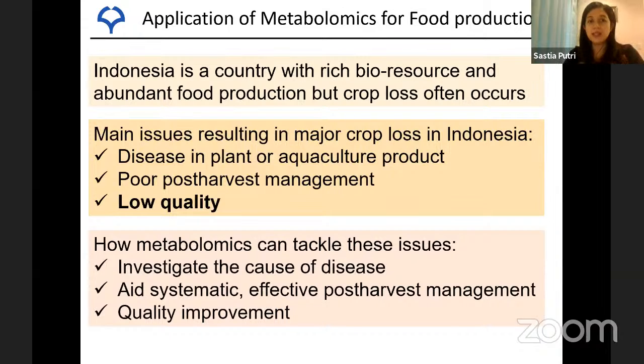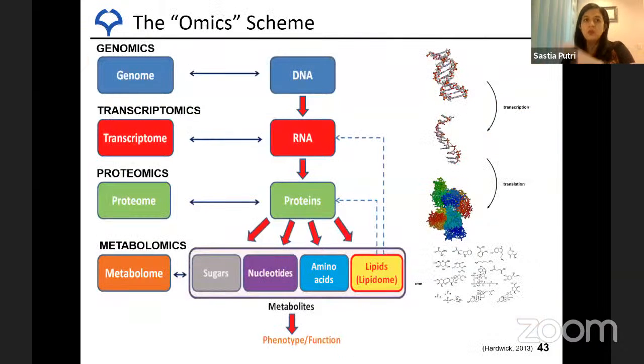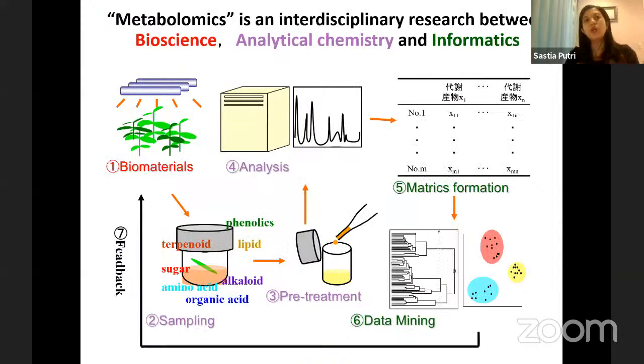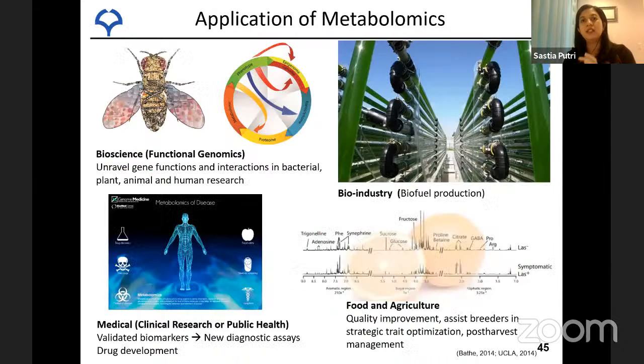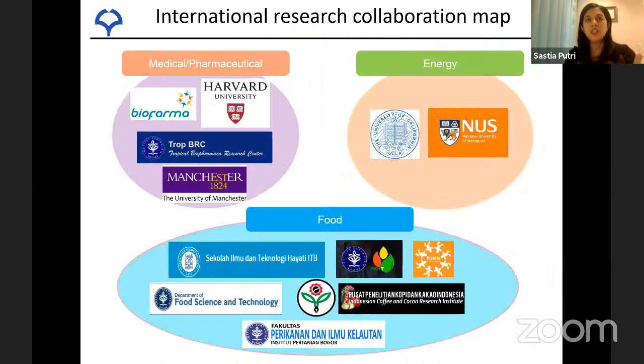We could assist the investigation of the cause of disease. We could also aid systematic and effective post-harvest management, and we also could improve the quality by using metabolome information to assist quality improvement. So I would like to remind you again of all of the different metabolites that are covered in the metabolome. And also here I already mentioned that it's a combination of bioscience, analytical chemistry, and application.